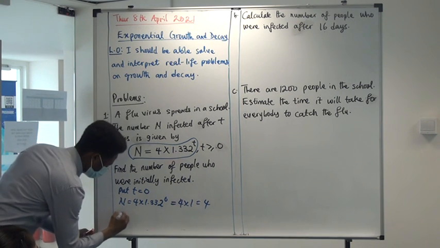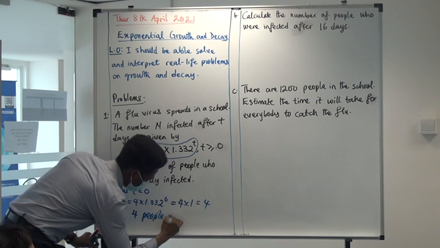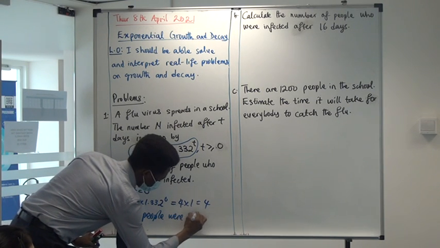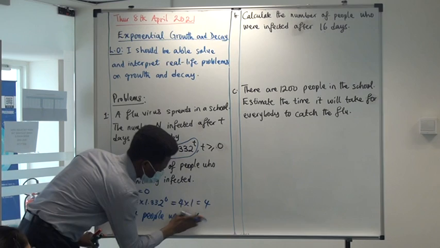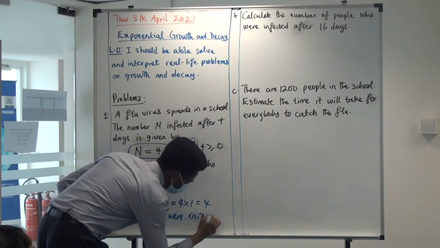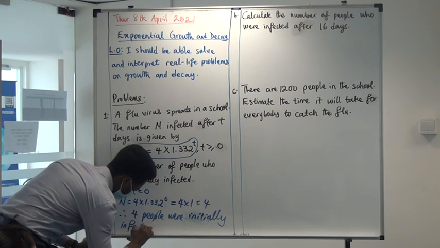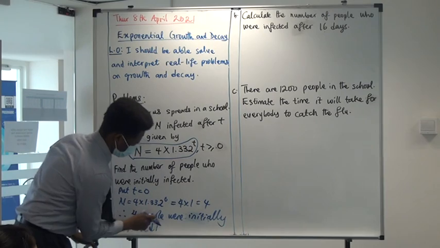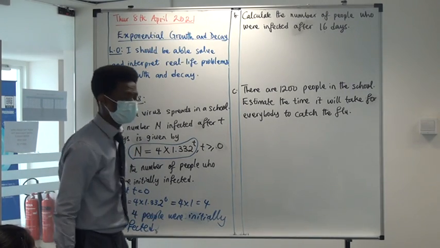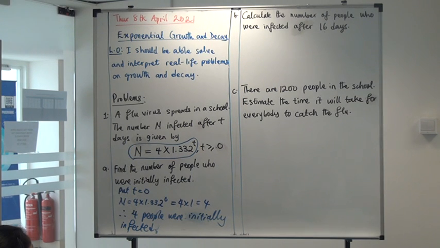Okay? Therefore, 4 people were initially, yes? Complete for me. Were initially infected. Please help yourself by contributing. Don't just be quiet. Calculate the number of people who were infected after 16 days.